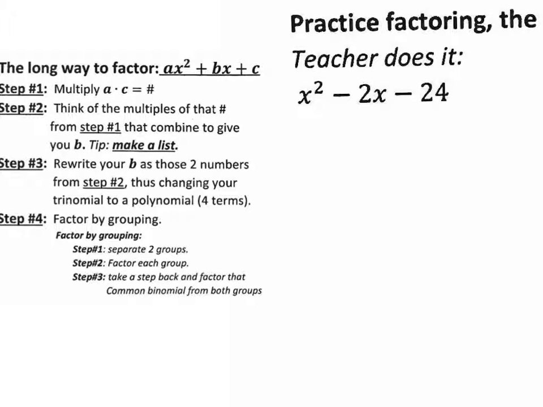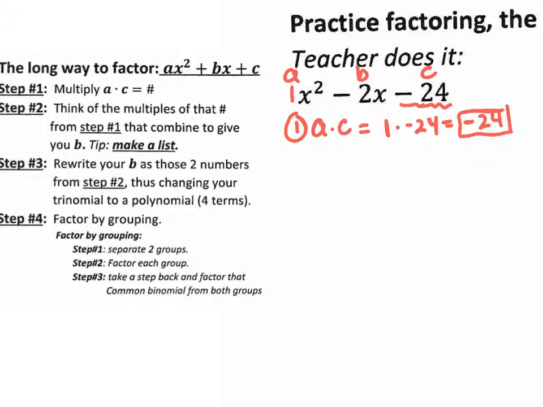Everybody please follow along. Step one is to multiply A times C. Now remember, this is a standard form quadratic trinomial, which means the A value is 1, the B value is negative 2, and the C value is negative 24. So what is A times C? A is 1 times C, which is negative 24. What do we get? Negative 24, thank you.